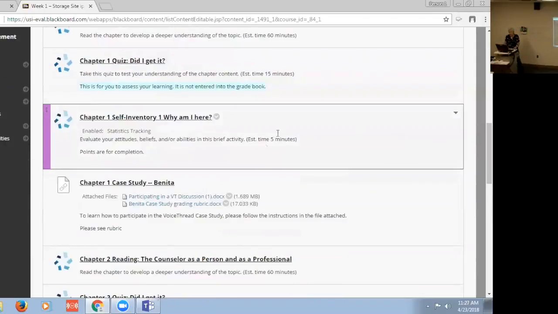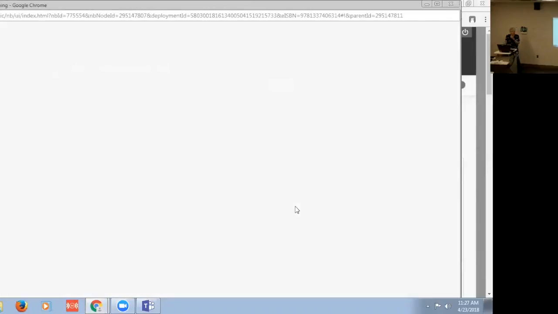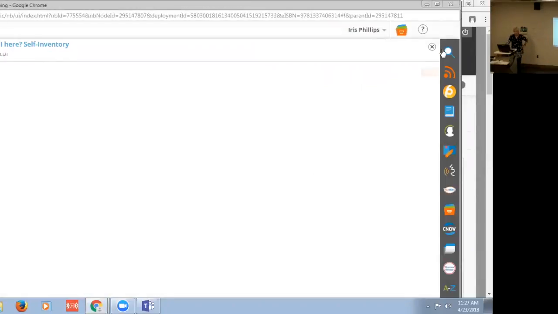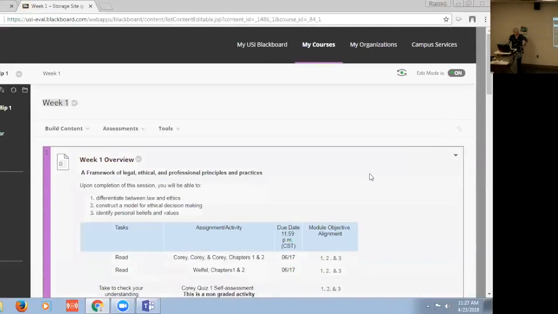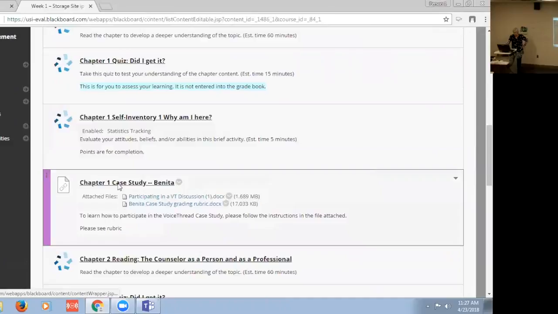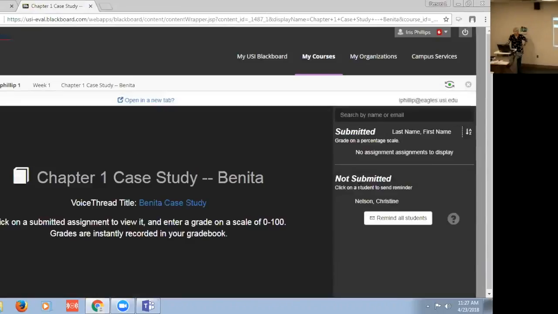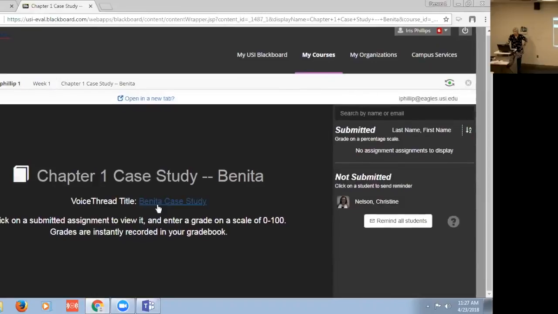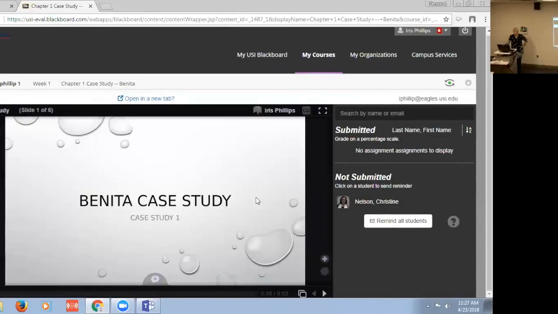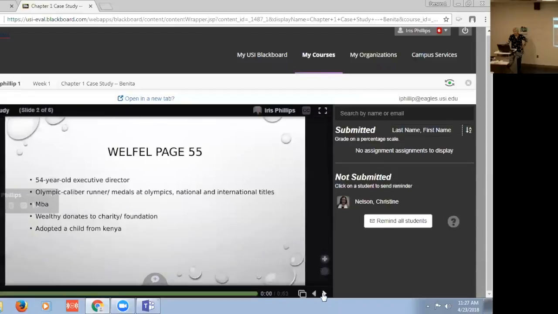So on the case study, I pulled out of WEFL. Sorry about that. I actually pulled out Bonita, which is on page 55 of WEFL. That is a scenario that gives you a voice thread with Bonita. And I'm actually reading what is in their chapter that they could do themselves. 4-year-old. So you don't have to listen to this. But this was pretty cool.